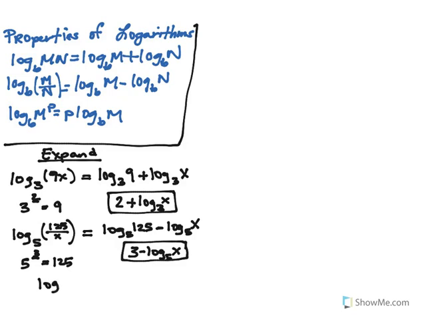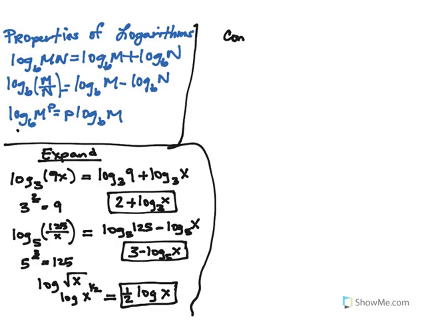Now, what if we have log of the square root of x, and we need to expand this? Well, log square root x is really log of x to the 1/2 power. So you have something raised to an exponent. You're going to use your rule of logs, the last rule here. That exponent is going to come down and become the coefficient. And that is going to be it for expansion.